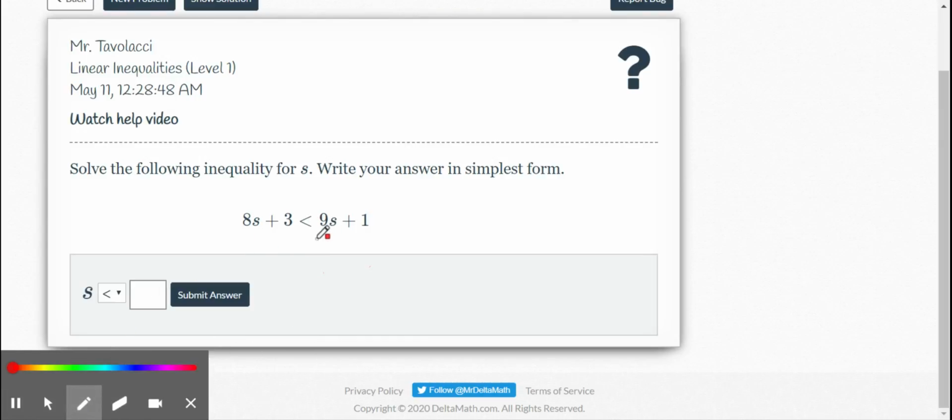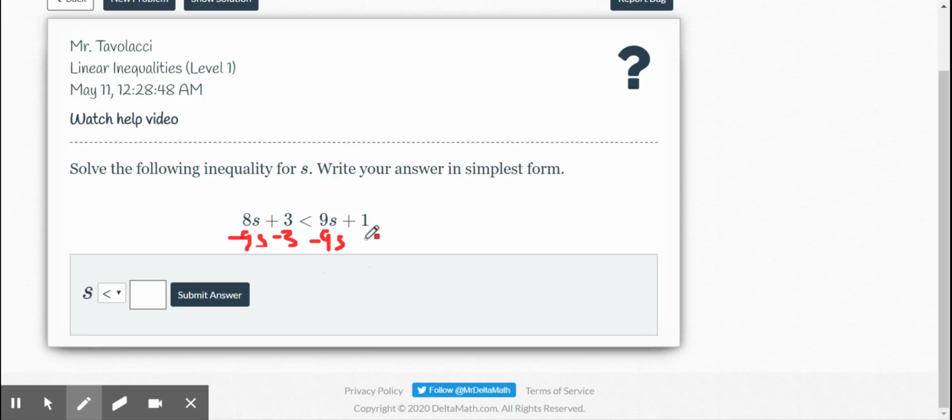Now, again, I prefer to have my variable on the left-hand side. So I'm going to subtract 9s. At the same time, I'm going to zero out the number. So I will subtract 3 from both sides. 8 minus 9 is going to give me -s, which is less than 1 minus 3 is -2.